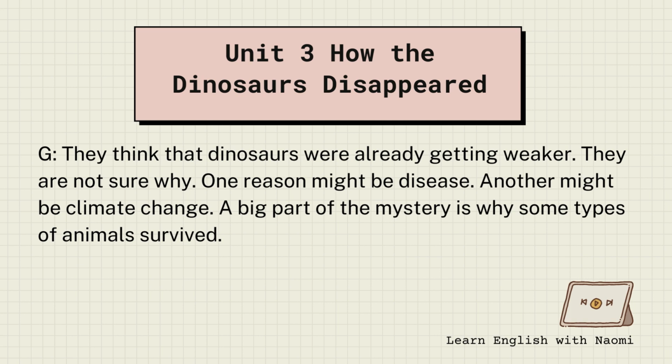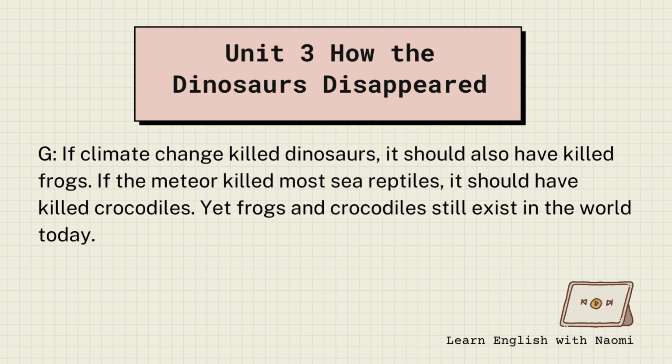They are not sure why. One reason might be disease. Another might be climate change. A big part of the mystery is why some types of animals survived. If climate change killed dinosaurs, it should also have killed frogs. If the meteor killed most sea reptiles, it should have killed crocodiles. Yet frogs and crocodiles still exist in the world today.